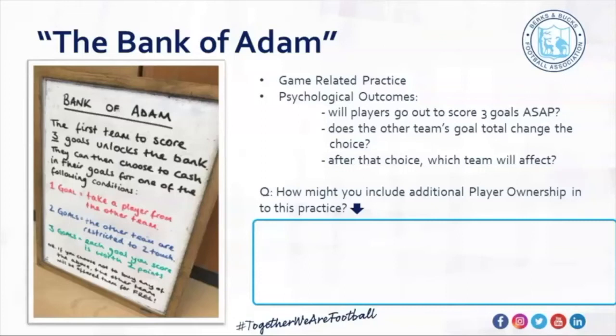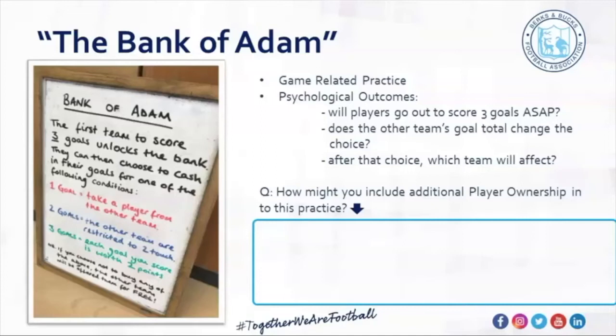So I just came up with this little practice here and called it the Bank of Adam. The first team to score 3 goals unlocks the bank. So they might be 3-0 up, they might be 3-1 up, they might be 3-2 up. It doesn't matter, but the first team to score 3 goals can cash in their goals for one of the following conditions. Now, I've chosen 3 conditions there. I actually used this, that picture was taken at Buxley University, and I was using it for some of their first-year PE students to find out how games for understanding could fit into their curriculum.